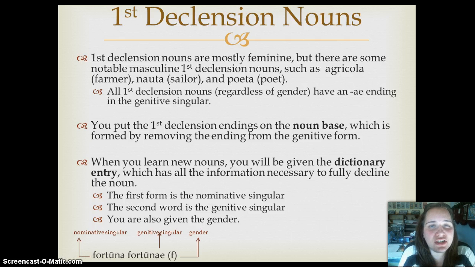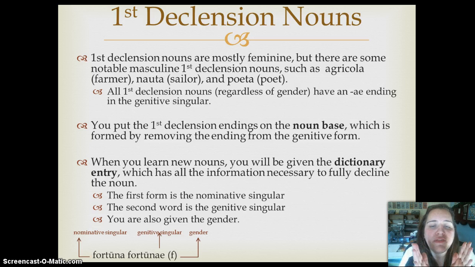First declension nouns are mostly feminine, but there are some very important exceptions to that. There are some first declension masculine nouns. 3 of the most common are agricola, which means farmer, nauta, which means sailor, and poeta, which means poet. There are also other ones like pirata, pirate, or athleta, an athlete, and so on and so forth.